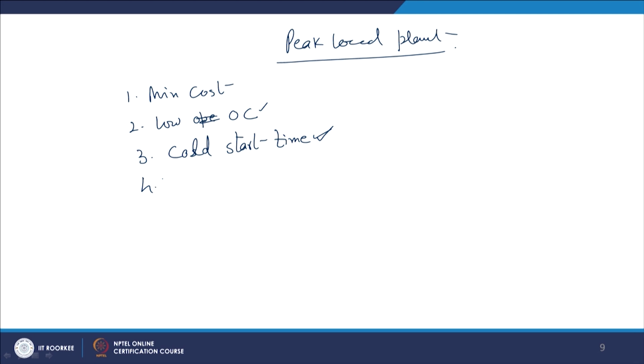And number 4, quick response to load change. So peak load will keep on changing. Base load will remain constant, but the peak load will keep on changing. So there has to be quick response of the power generating machine for the change in the load.